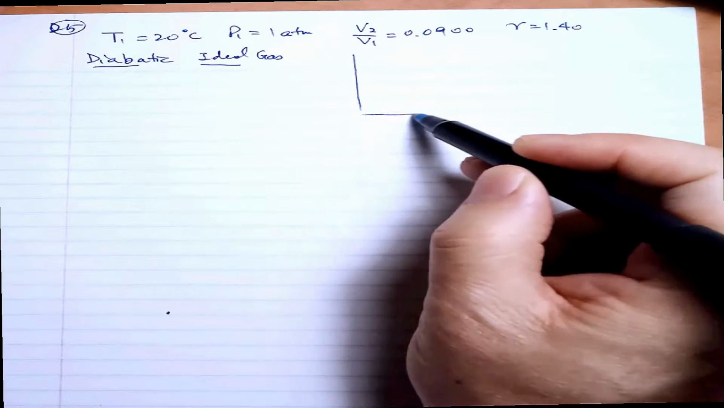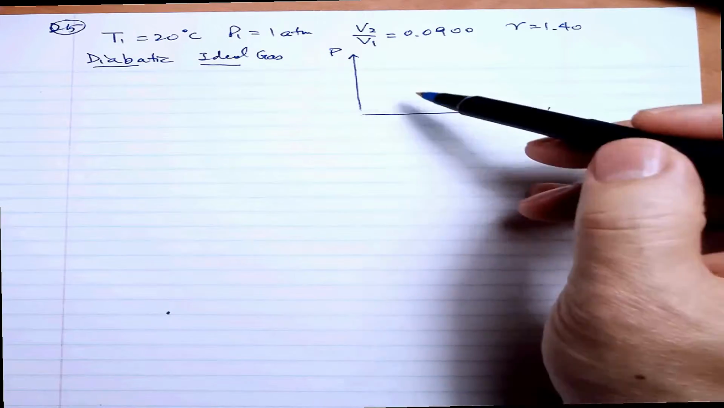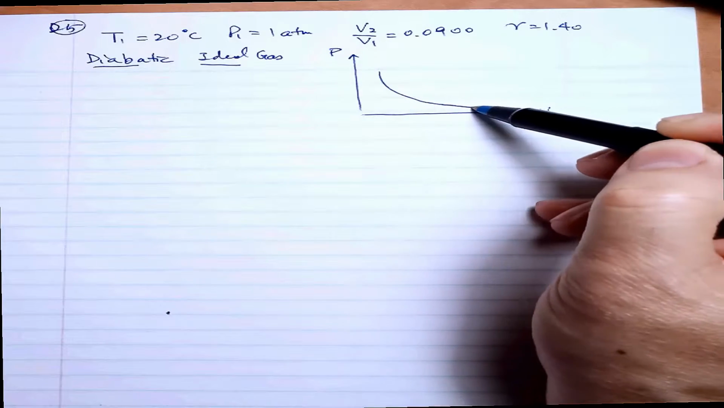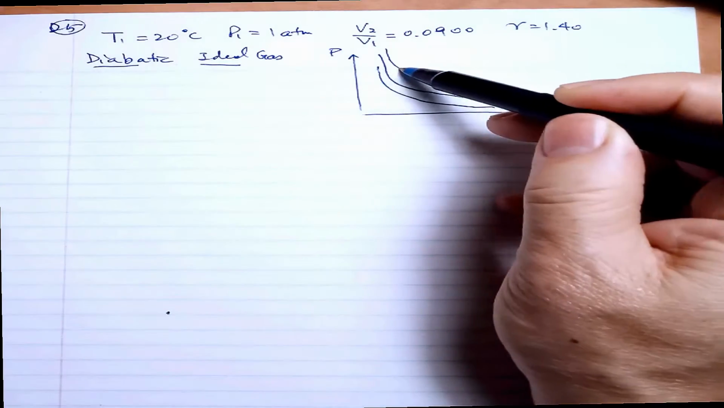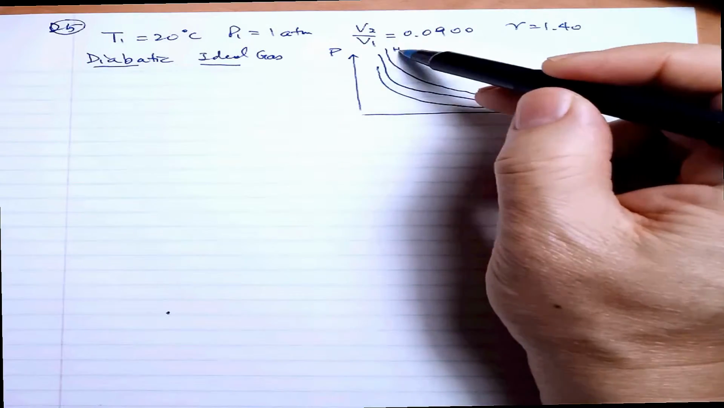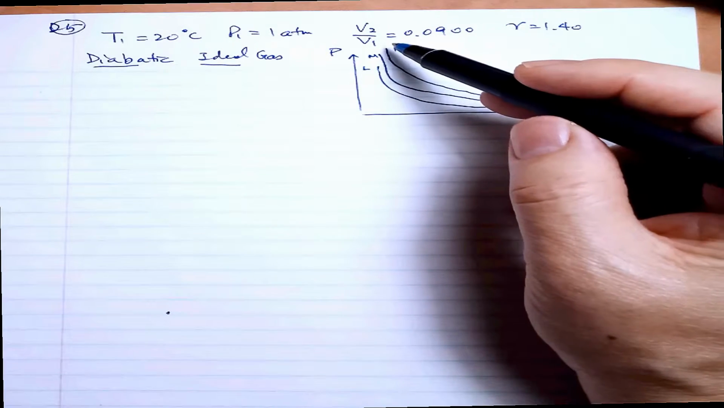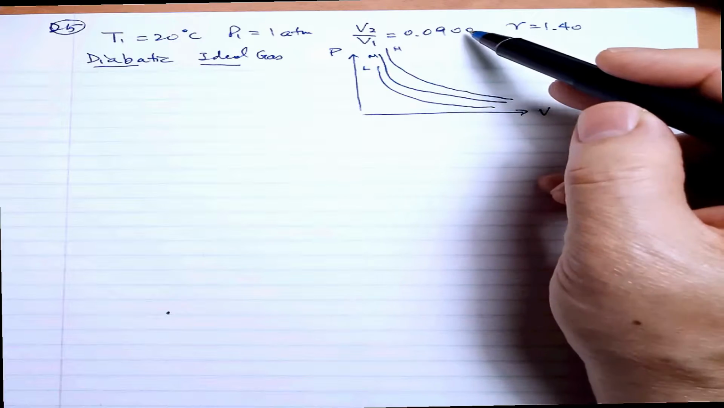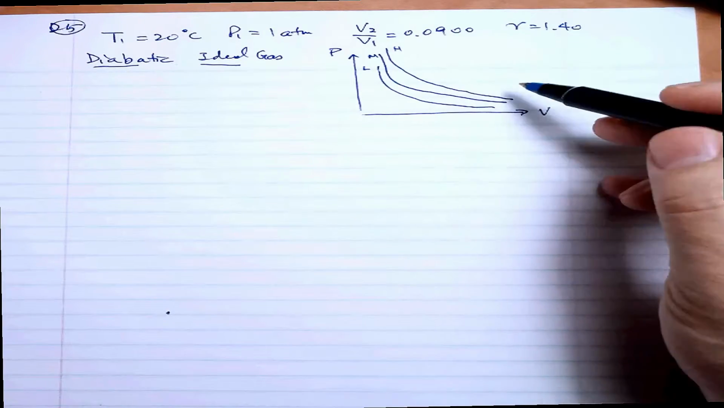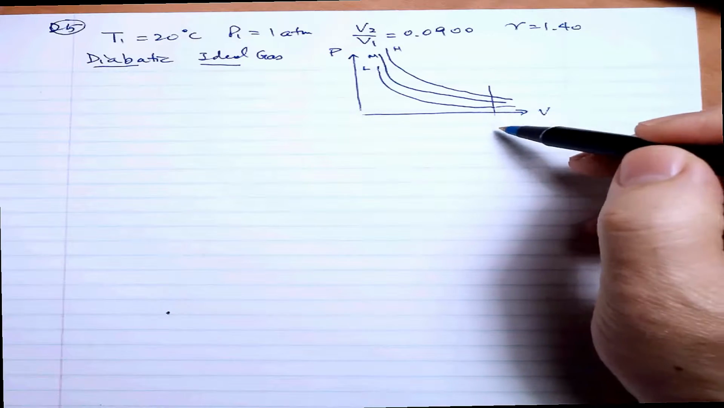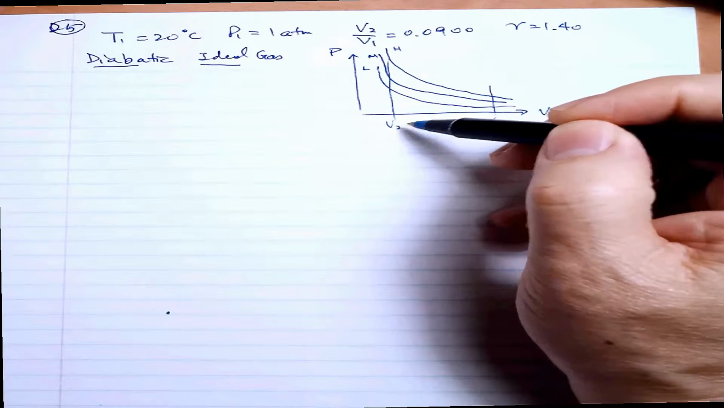The PV diagram looks somewhat like this. First thing you do is draw some isotherms from low temperature to higher temperature. So this is high temperature, medium temperature, low temperature. Now, if the volume is compressed to 0.09, that means it started with a large volume and only became say 9% of the original. So assume this is V1, and this is only 9% of V1, so let's say V2.